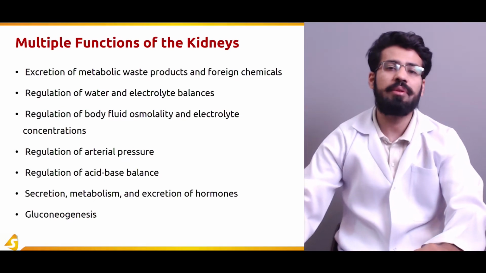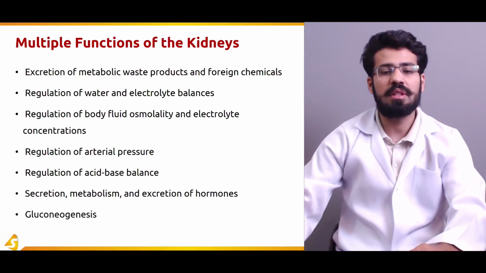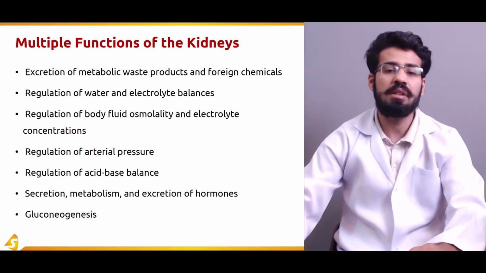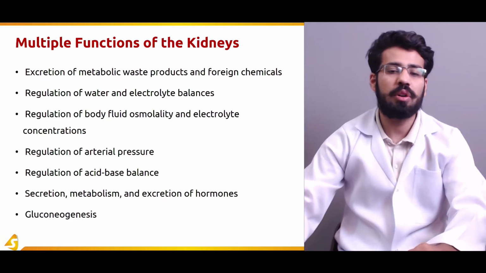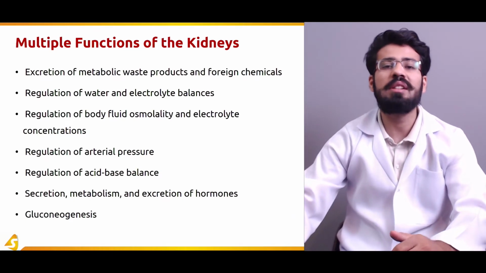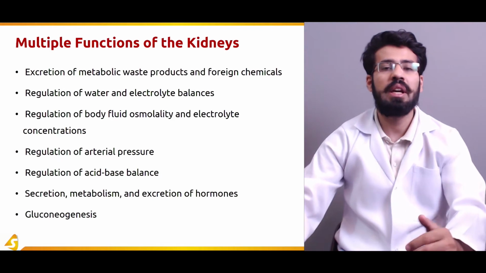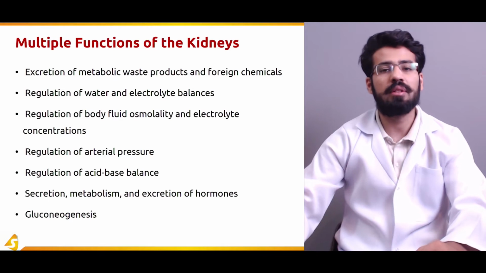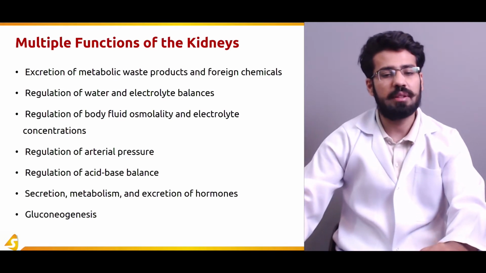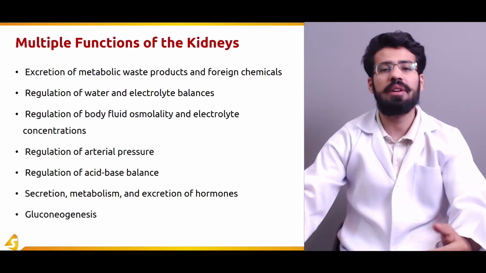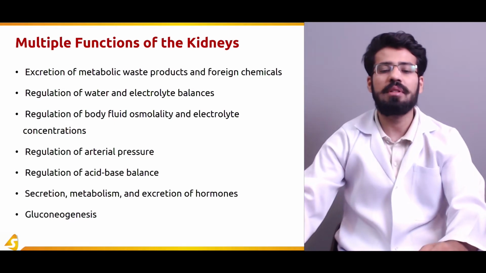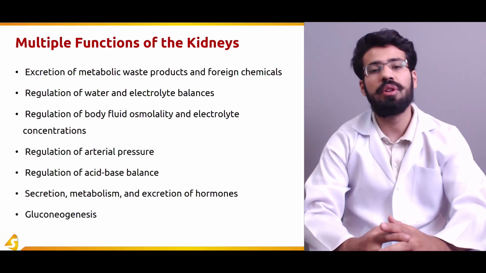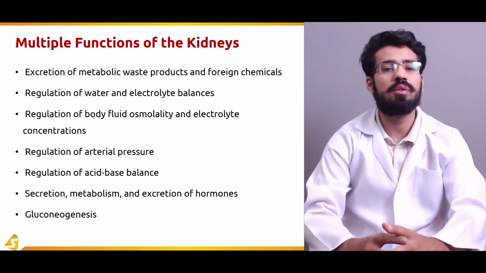The kidney in our body performs quite a variety of functions, from the excretion of metabolic waste and foreign chemicals to the regulation of water and electrolyte balance. We are going to discuss in detail each of these points in the coming slides. This slide is just an overview of what we are going to discuss in the next 3, 4, or 5 slides. We are going to discuss arterial pressure, secretion, metabolism, and excretion of hormones, and last but not least, gluconeogenesis, the process of making glucose by the kidneys.